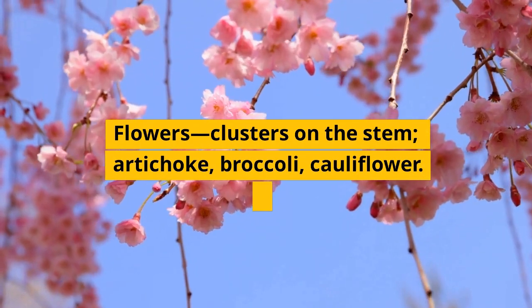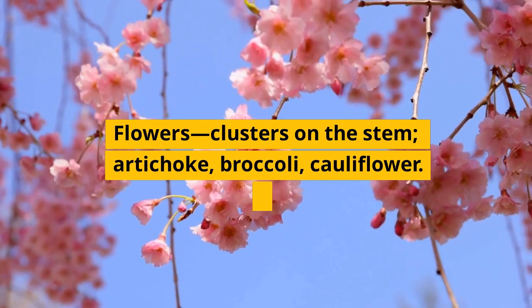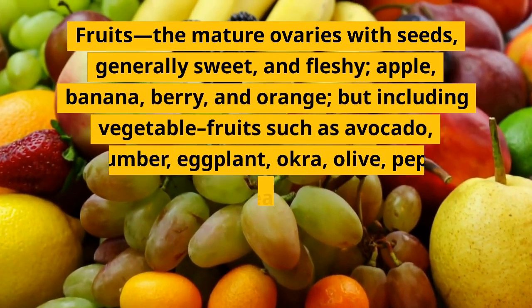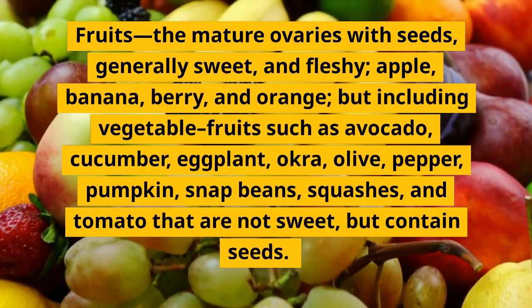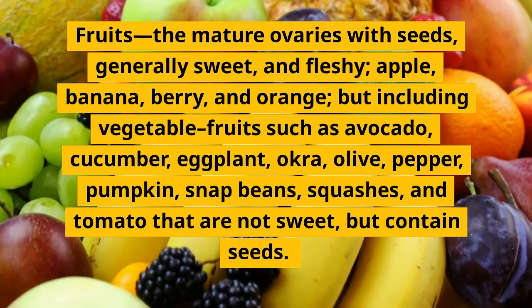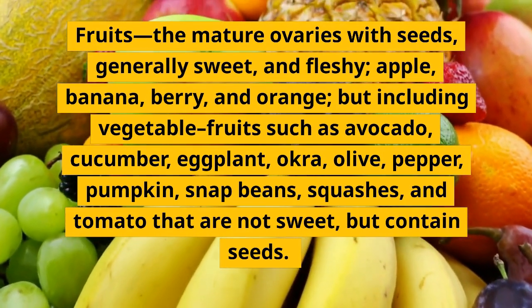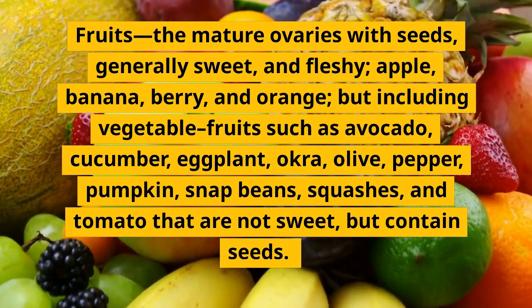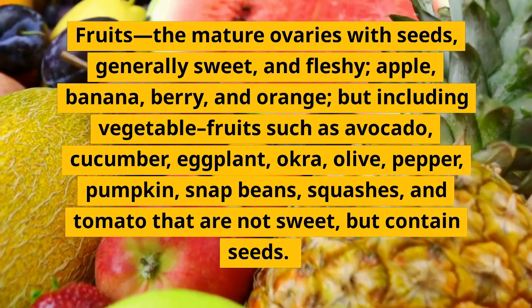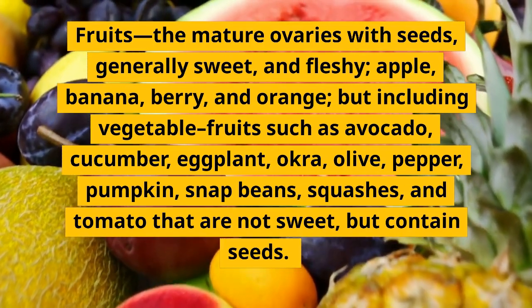Flowers, clusters on the stem. Artichoke, broccoli, cauliflower. Fruits, the mature ovaries with seeds, generally sweet and fleshy. Apple, banana, berry, and orange. But including vegetable fruits such as avocado, cucumber, eggplant, okra, olive, pepper, pumpkin, snap beans, squashes, and tomato that are not sweet, but contain seeds.